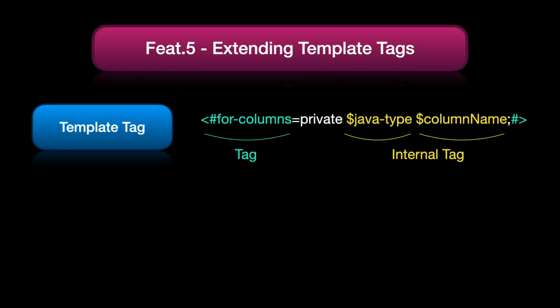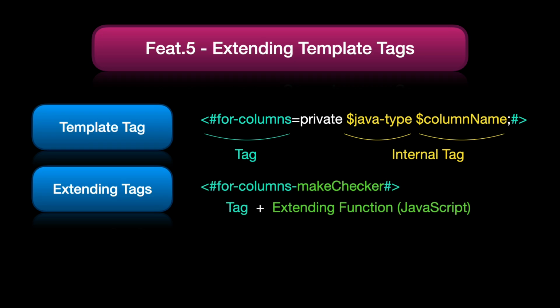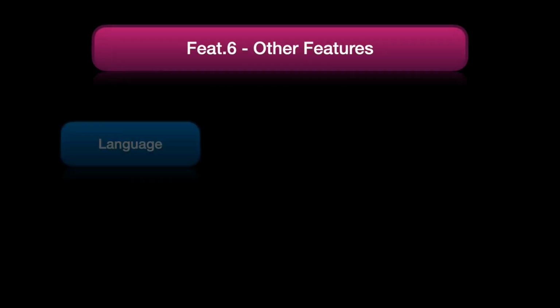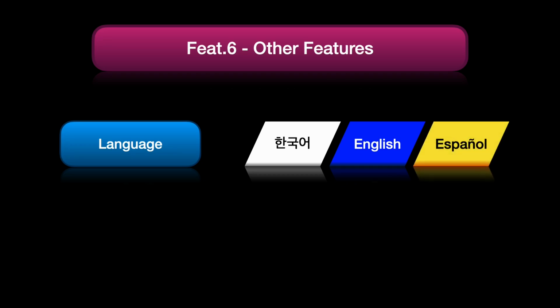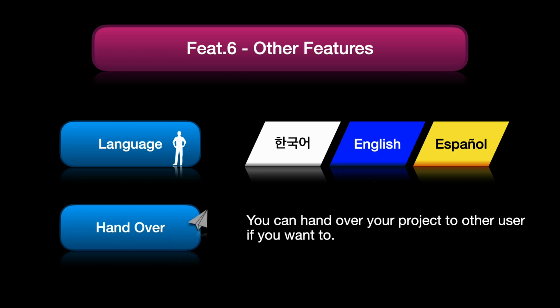You use so-called template tags in the template, but they can't cover every scenario. That's why we let you extend them using JavaScript. You can also declare and use user-defined constants for your own project. DbdbTap speaks Korean, English, and Spanish. Language is a personal setting, independent of projects. If you're leaving the company, you can hand over your project to another user attending the project.